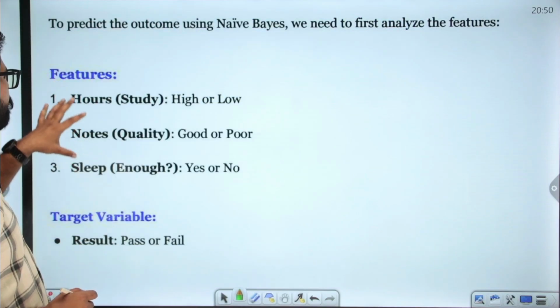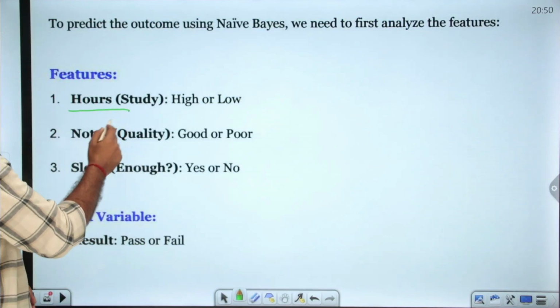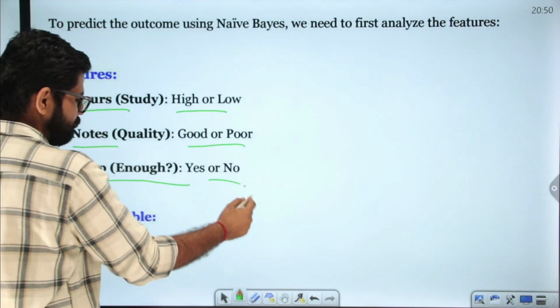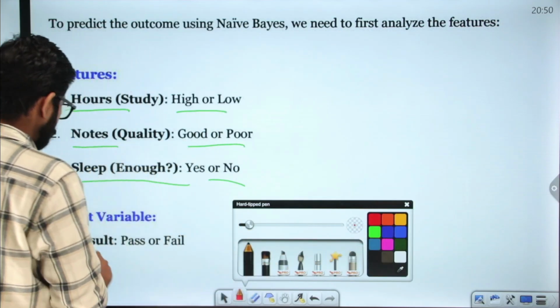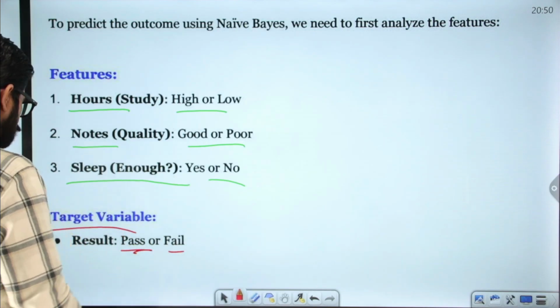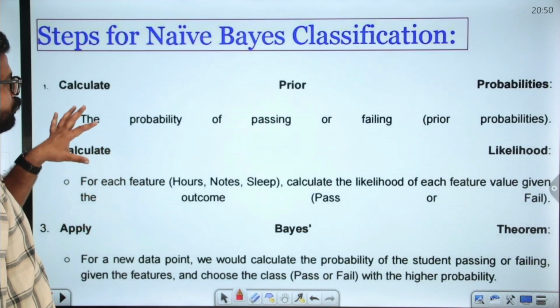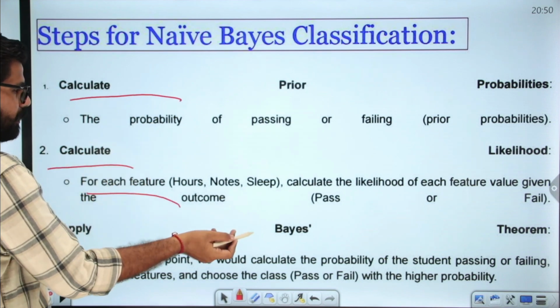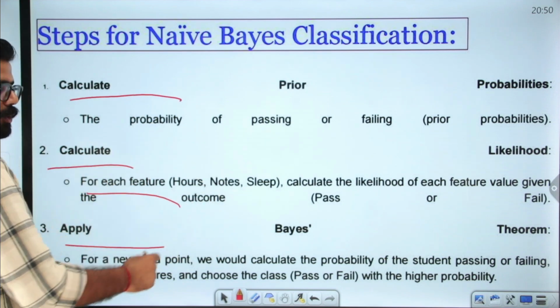So you have three major features: hours, which is high or low; notes, whether it is good or poor; and sleep quality, whether it is yes or no. Then the target variable is whether the student is pass or fail. Quickly we will proceed. First you need to calculate the prior probability, then the features probability, that is the likelihood, and after that you need to apply the Bayes theorem.